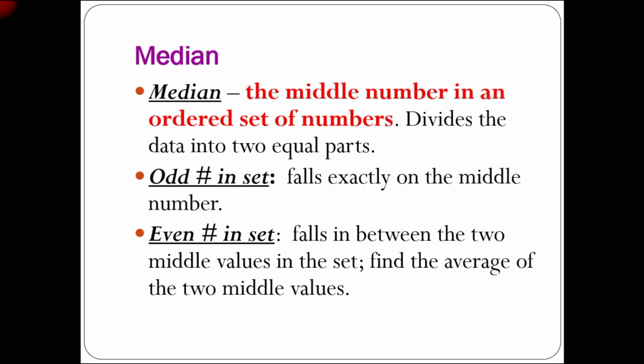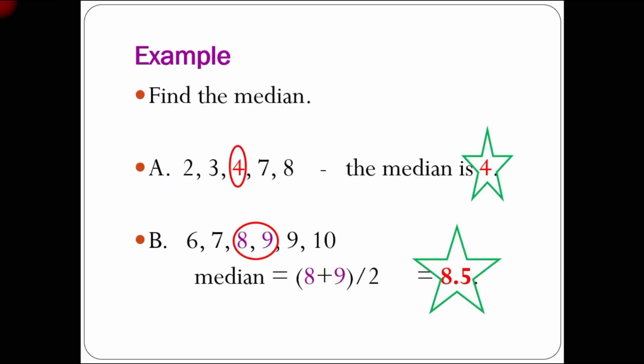Kapag even number naman, it falls in between the two middle values in the set. So, you have to find the average of the two middle values. So, let's have an example here. Find the median. We have 2, 3, 4, 7, and 8. Una, tatandaan is arrange in order. So, we have 2, 3, 4, 7, 8. Lowest to highest yan. And then, we have 5 as our sample size or class size. Ibig sabihin, odd. So, yung nasa gitna niya, which is 4, yun na yung magiging median natin.